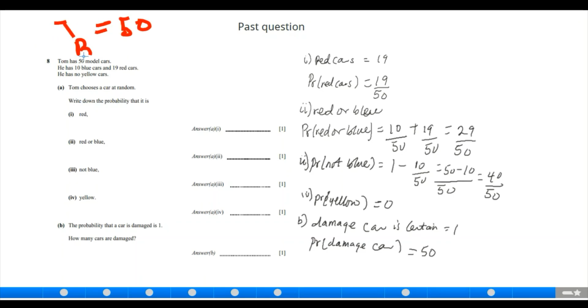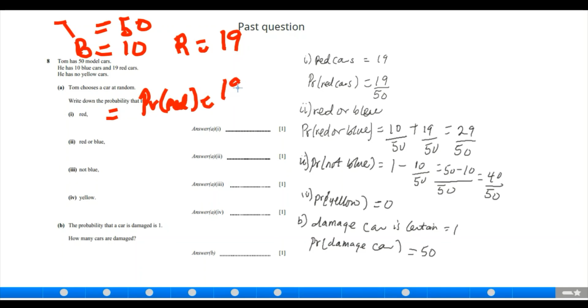Okay, how many blue? Blue, let's represent it with B. Blue is 10, and red is 19. So what's the probability that he picked the red car? It's going to be the number of red over the total number of cars, which is probability of red equals 19 over 50.